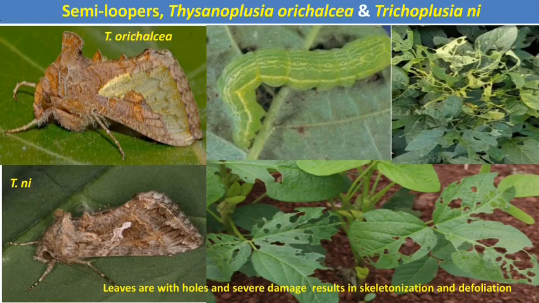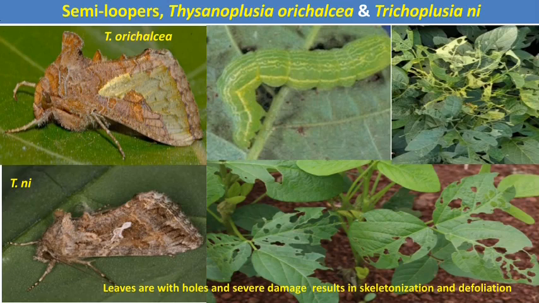Then the semilooper. The name itself indicates that the larva is called a semilooper larva because while walking it forms a half loop, hence known as a semilooper larva. There are two species of semilooper larva which infest the soybean crops.